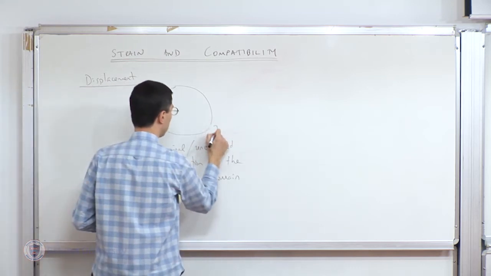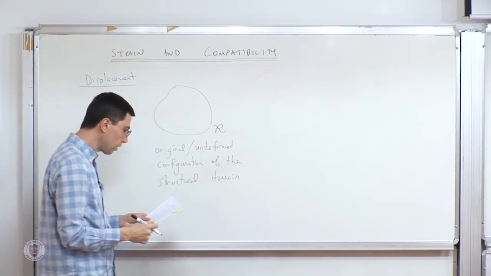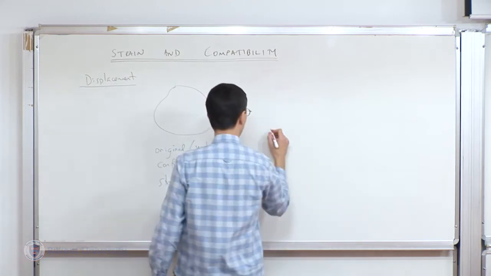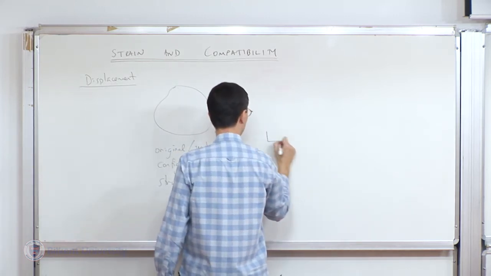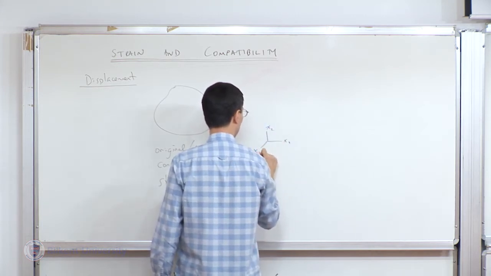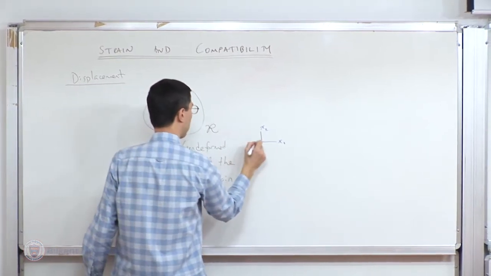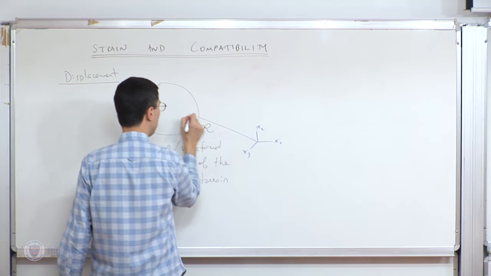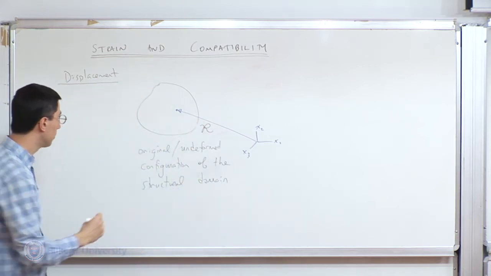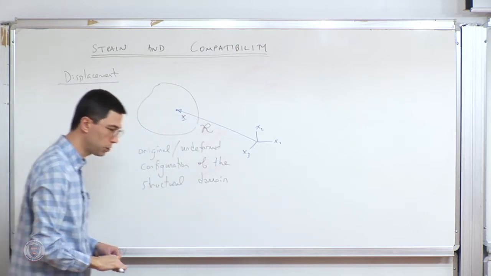Let's make it calligraphic R. Okay. So I will choose a coordinate system here. I will have an origin, right? Let's say a Cartesian basis. And with respect to that basis, I will have a position vector that shows the position of a point within this domain, within the structure.